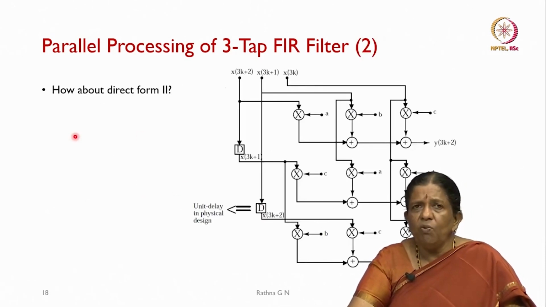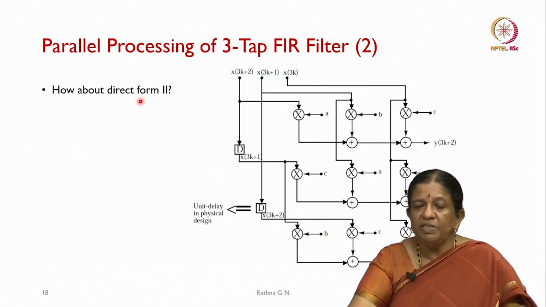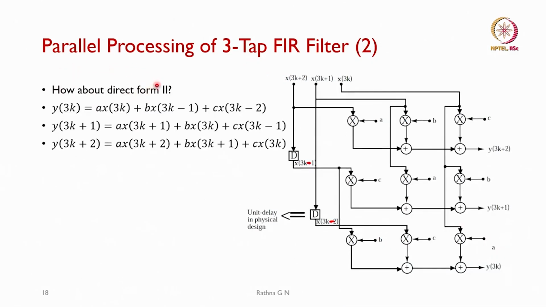So, what happens to the 3 tap FIR filter, how will I represent it in direct form 2, as you will see. So, if we use direct form 2, this is the output that I want, y of 3k, 3k plus 1 and 3k plus 2, and we will consider y of 3k plus 1; the rest of it you can work out. So, we will see how we get a into x of 3k plus 1, which is the first term I wanted.